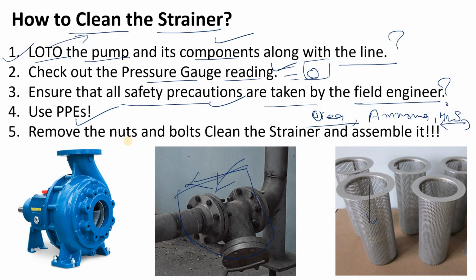Then in the last, remove the nuts and bolts. Remove these nuts and bolts and clean the strainer. Remove flanges if there, right? And after cleaning this filter medium, assemble it in the reverse manner. Check the direction of this filter medium and assemble it. In the last, the production department person will start the pump and check that the pump is working well or not. Got my point, what I want to say?